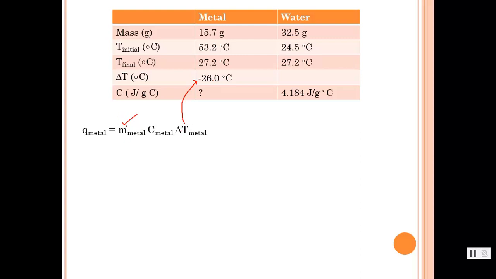So I know the mass of the metal. I know the change in temperature of the metal. I don't know the specific heat of the metal, and I also was not told the heat of the metal, the Q of the metal.